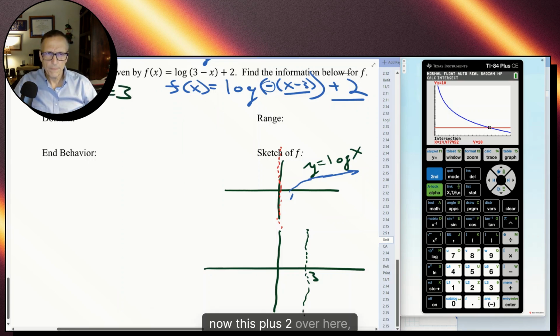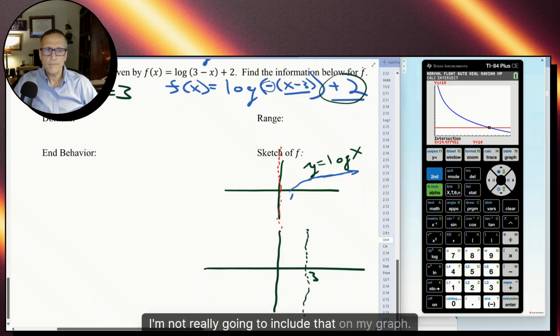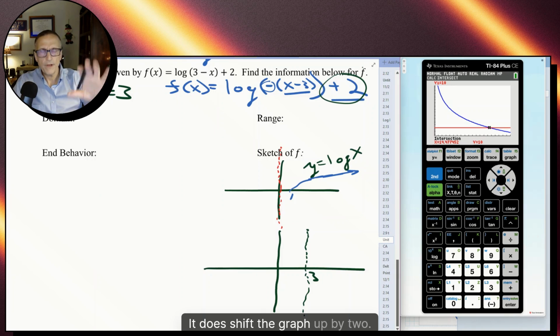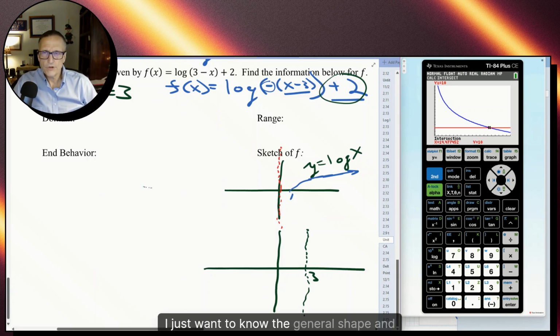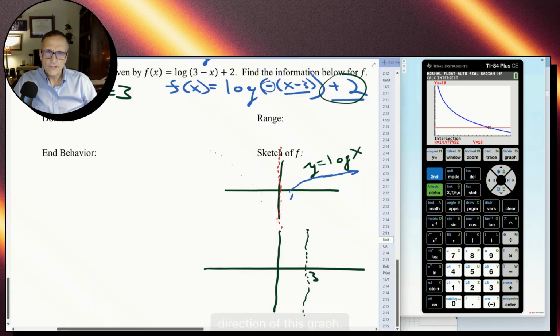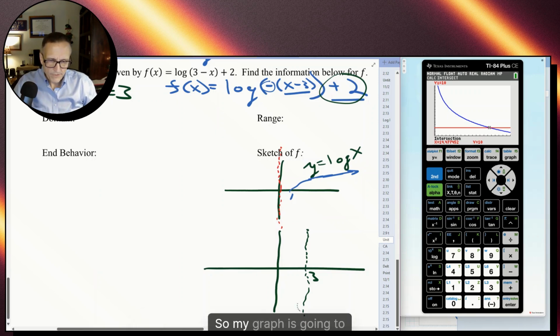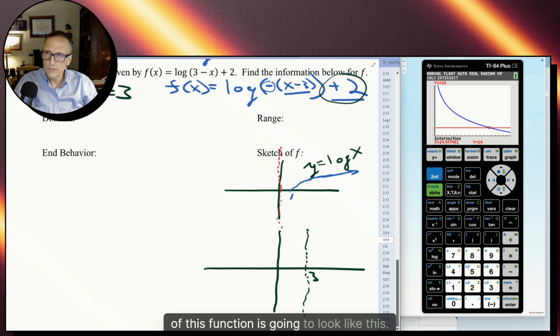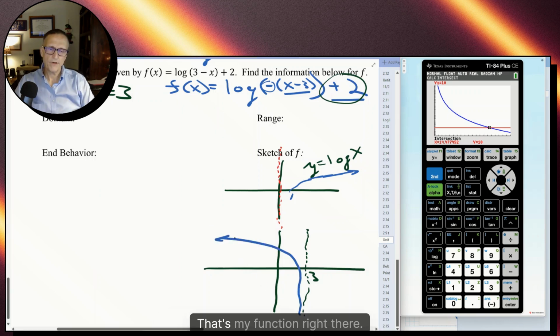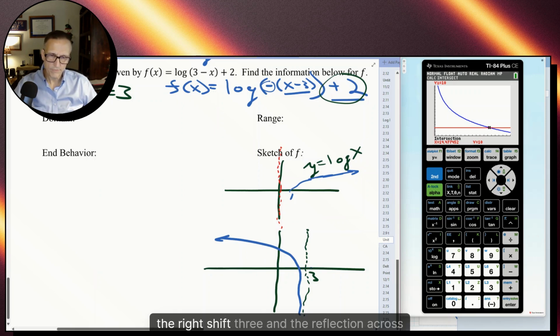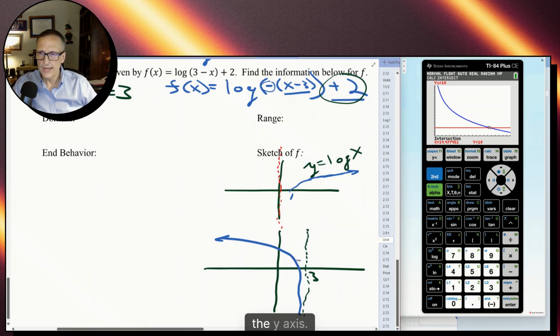Now, this plus 2 over here, that vertical shift, I'm not really going to include that on my graph. It does shift the graph up by 2, but I just want to know the general shape and direction of this graph, so I'm really not worried about the plus 2. The negative, on the other hand, is what is going to cause this to flip around the asymptote and open up on the left-hand side. So the graph of this function is going to look like this. That's my function right there. It's got the 2 transformations of interest, the right shift of 3 and the reflection across the y-axis.